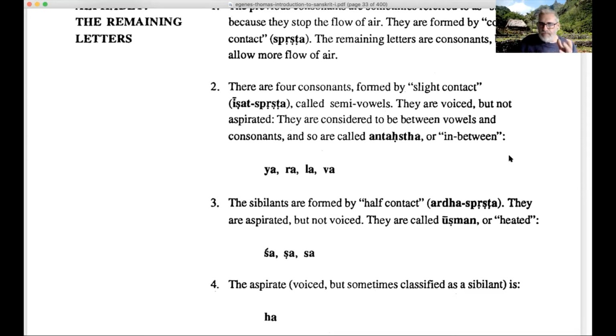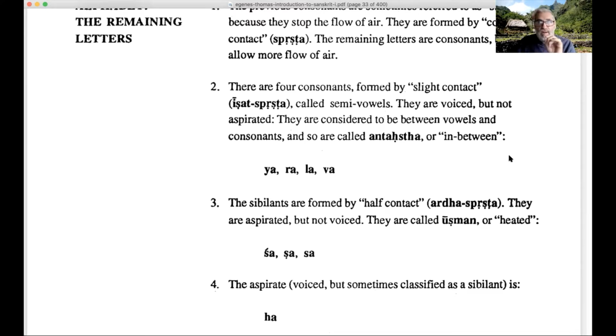Now this semivowel is somewhere between a vowel and a consonant. It's a consonant, but it acts like a vowel, or in fact it comes out of the vowels. Those are ya, ra, la, and va. So ya comes from the vowel i. Ra comes from the vowel ri, which is a vowel, a vocalic sound, ri, that R with a dot under it in Roman script.